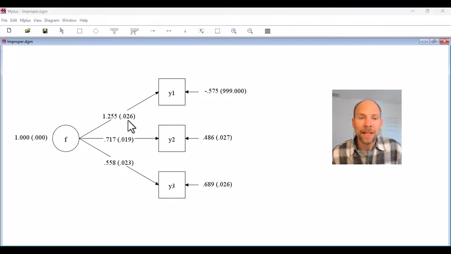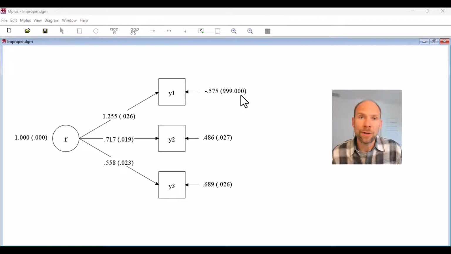1.255, and that's the factor loading of the first indicator, y1. You can see that this indicator also has a negative error variance of negative 0.575 attached to itself, with an undefined standard error that is given as 999.000 by Mplus, which indicates that the standard error could not be computed. So you can see that this is an improper solution.